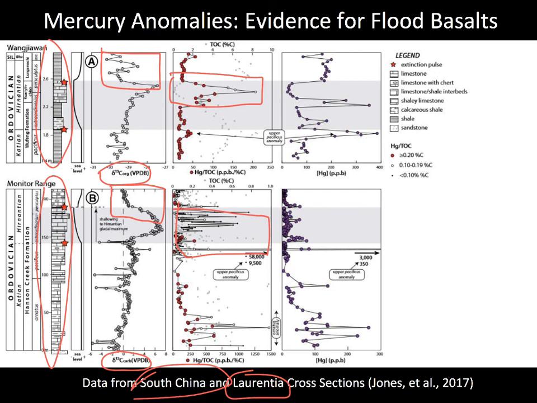So to summarize this end Ordovician mass extinction, looking at the research, the major line of evidence for mass extinction suggests that glaciation is the primary cause. But there's some research that also supports supervolcanism, flood basalt level volcanism, as a sort of correlative contributor.